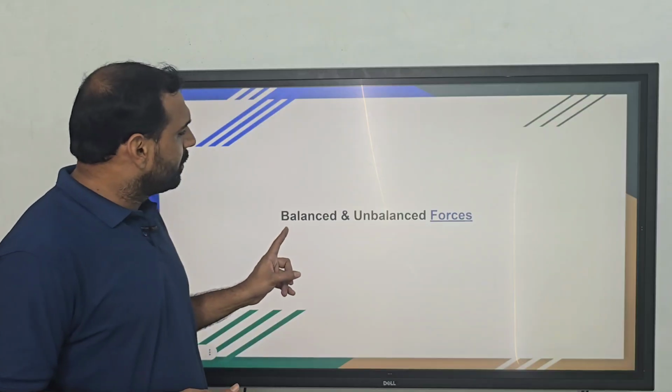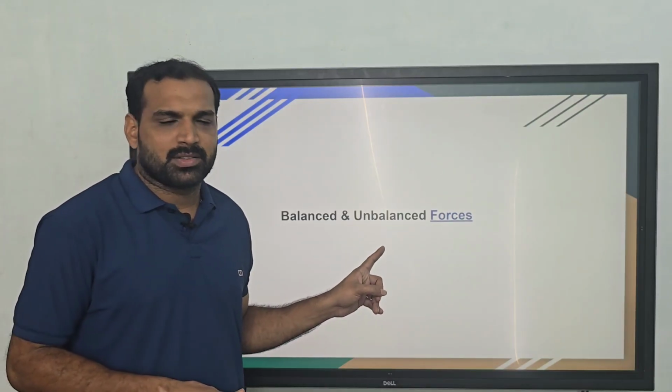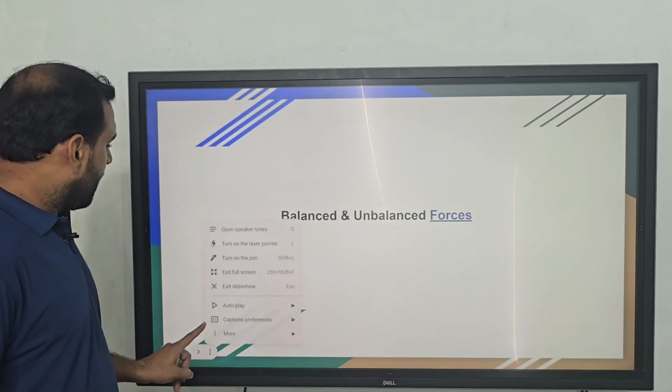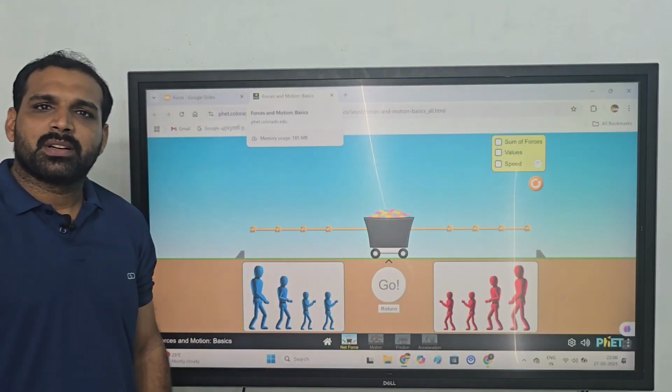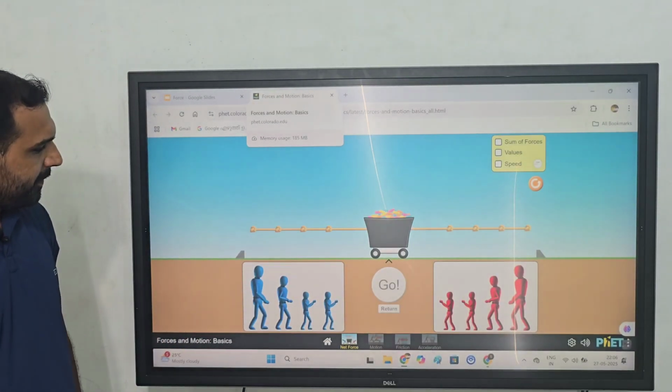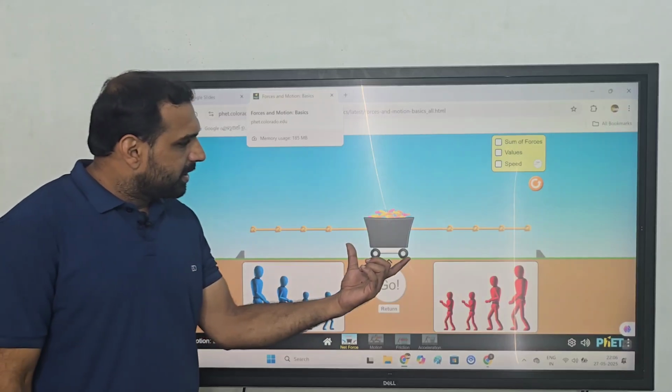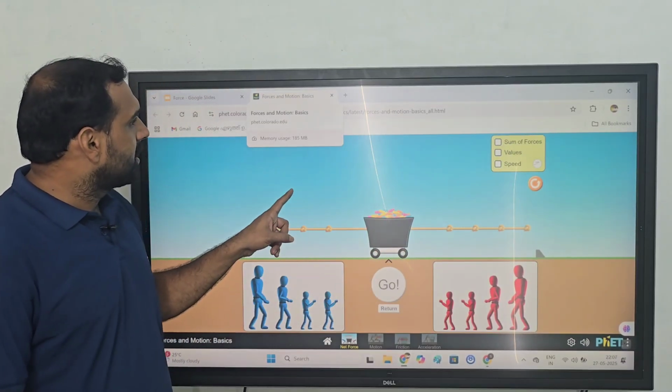Firstly we will study what is force and what all the things force can do, and then we'll look at what is balanced force and unbalanced force. For that I request you to look at this particular animation over here. So you can see a cart here. There is a cart.